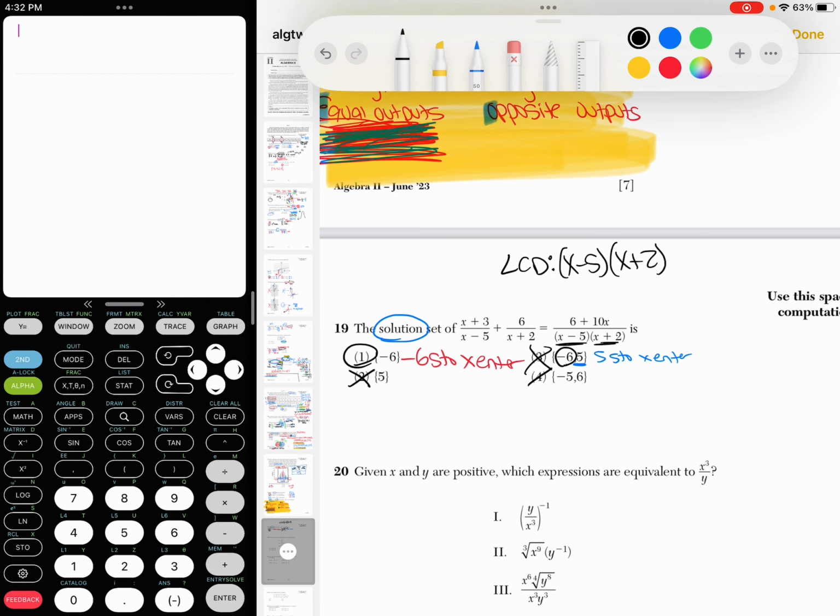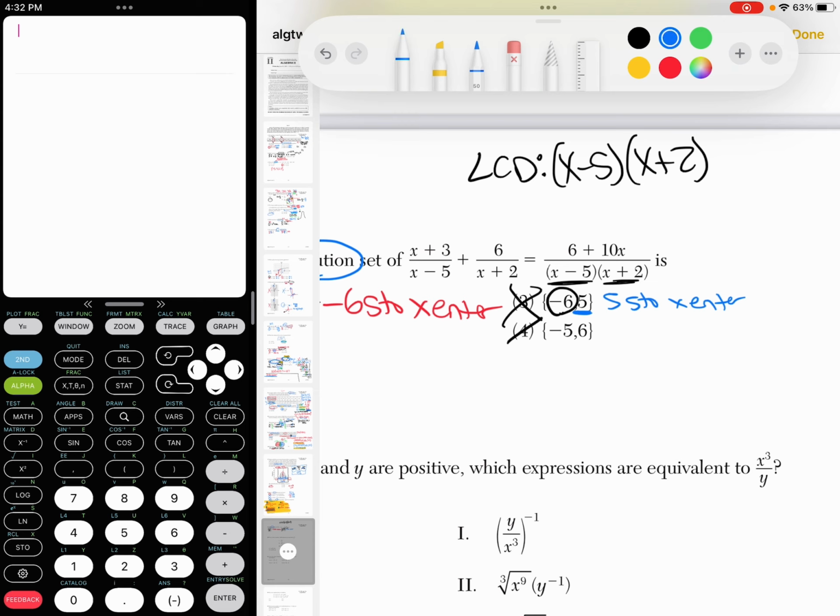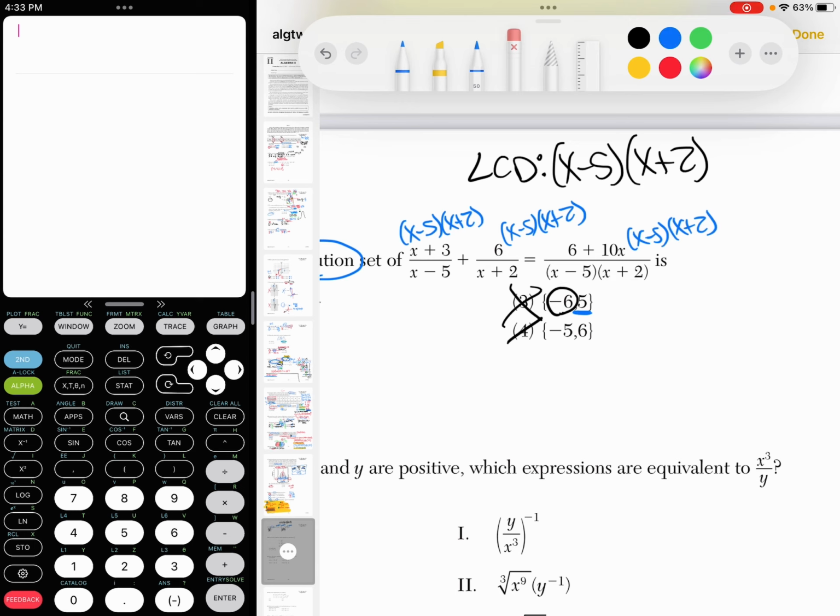And it is. Now what I have to do with that is multiply all of my fractions by that LCD, the whole thing. So next to this one, I'm going to write x minus 5, x plus 2. Next to this one, x minus 5, x plus 2. And what you do to one side, you do to the other, x minus 5, x plus 2. Now, the reason we're multiplying by the LCD is to turn this into a no longer having fractions equation. And that's exactly what's going to happen.